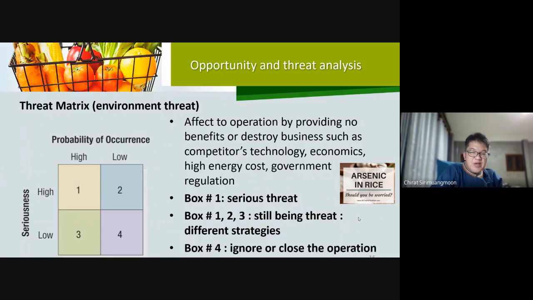So let's talk about box number one. I brought here a serious threat, where the seriousness is high and the probability of occurrence is high. I have a good example. I'm pretty sure you have heard this one. Is this about arsenic in rice? Arsenic is a heavy metal that mixes in the soil. This problem is very common in the US and in European countries.